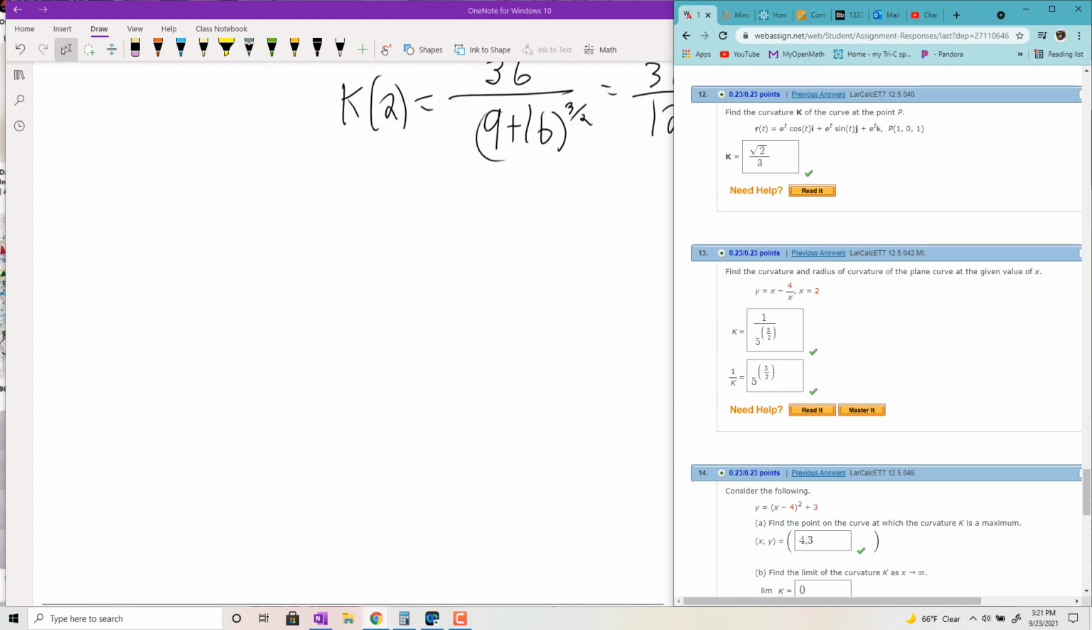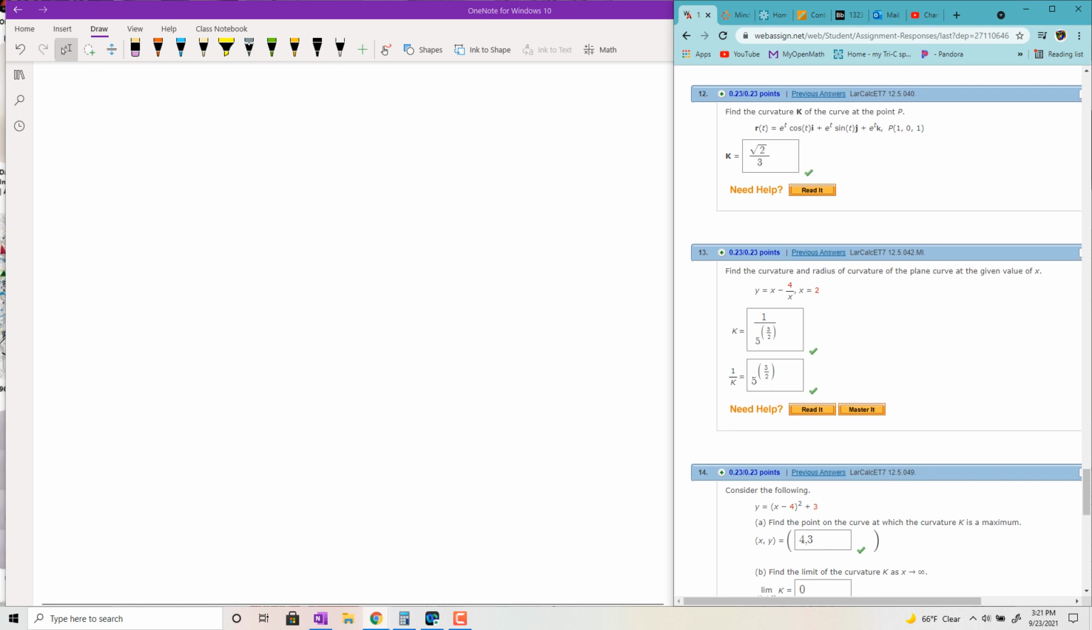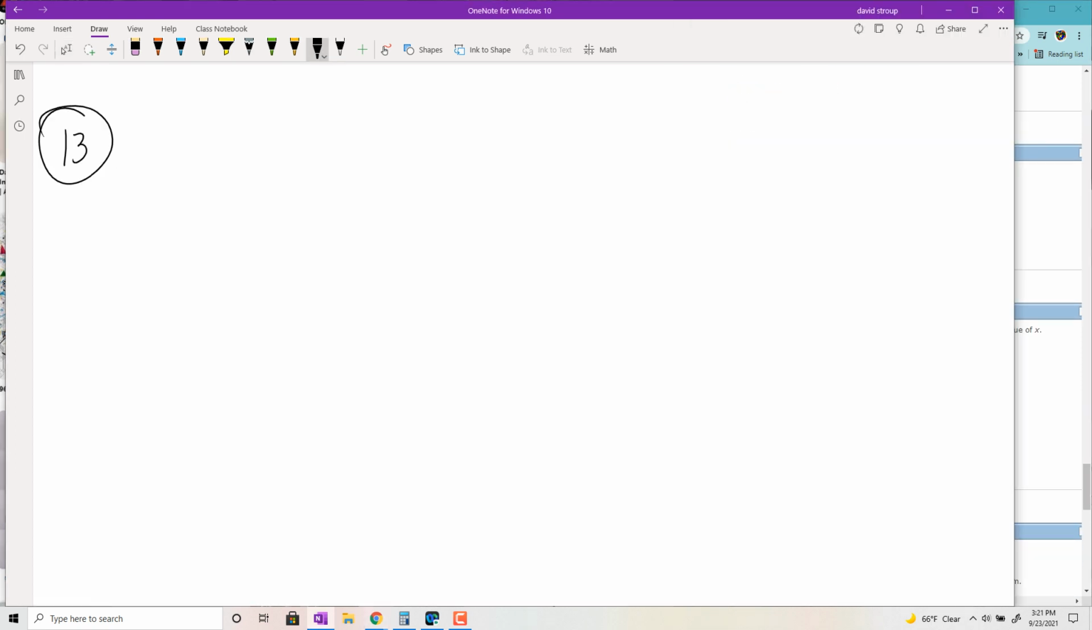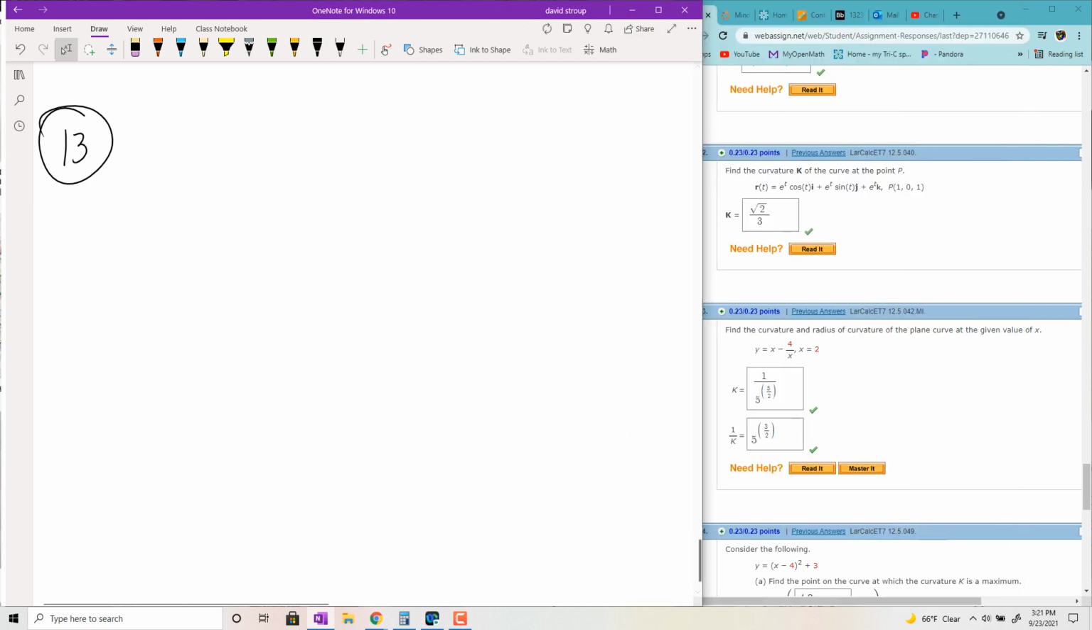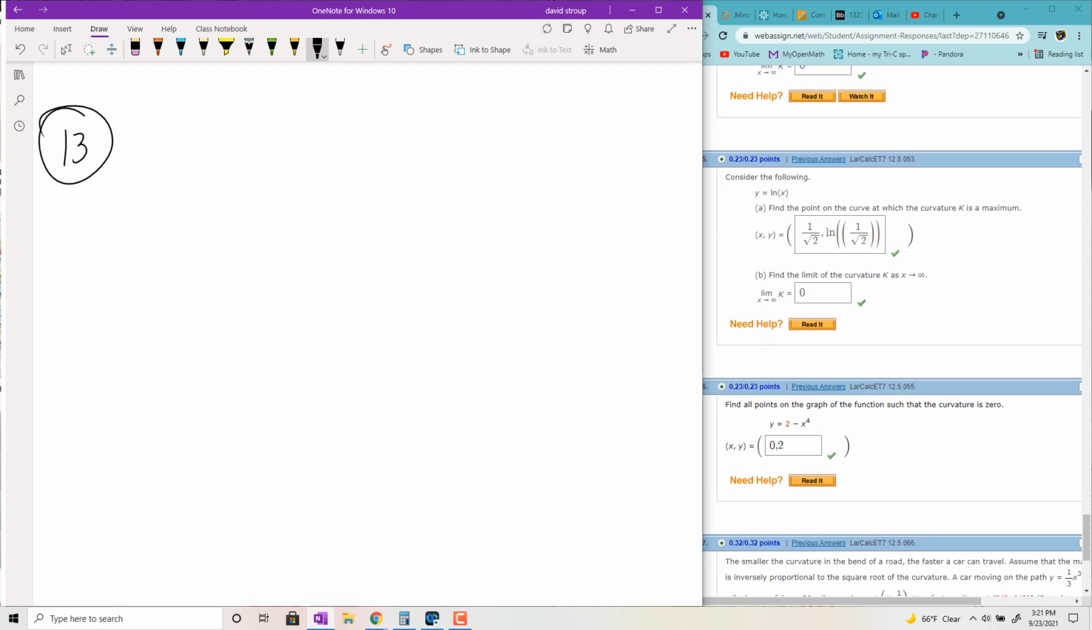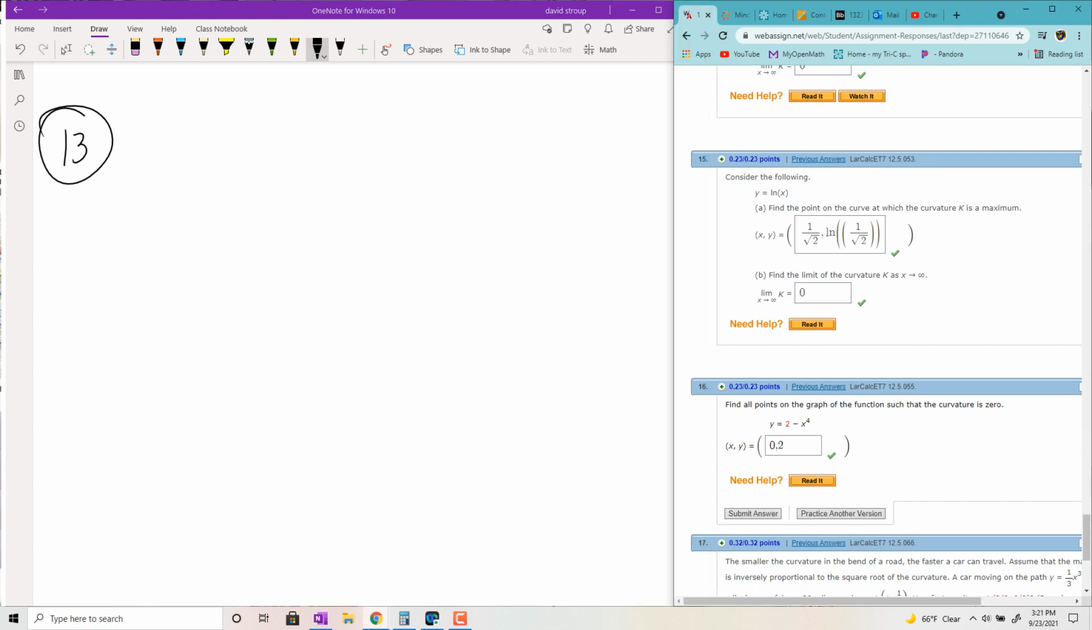So anyways, what else? Sure, let's look at some of these ones where they give you a function, and then you have to figure it out. So number 13. Maybe one of these other ones would be better. Sure, number 16, let's try that one. I don't really care which one we try.